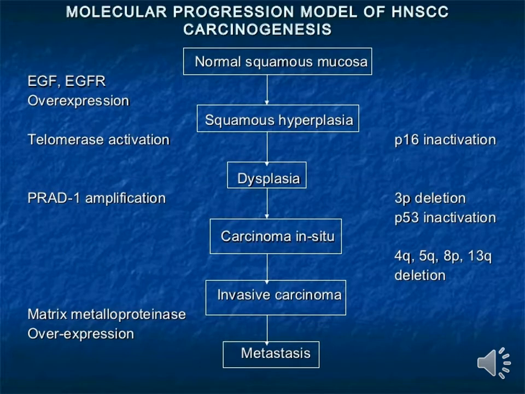The molecular progression model of human squamous cell carcinoma carcinogenesis: normal squamous mucosa, with EGF and EGFR overexpression, leads to squamous hyperplasia; telomerase activation and P16 inactivation lead to dysplasia; PRAD1 amplification with 3p deletion and P53 inactivation lead to carcinoma in situ; and 4q, 5q, 8p and 13q deletion lead to invasive carcinoma. If there is matrix metalloproteinase overexpression, it leads to metastasis.